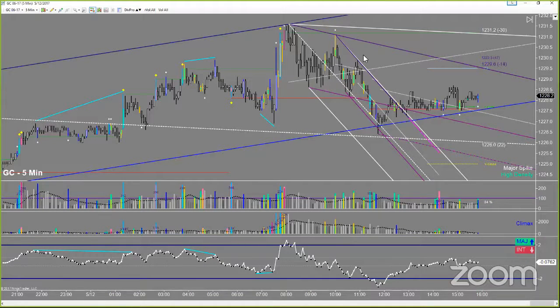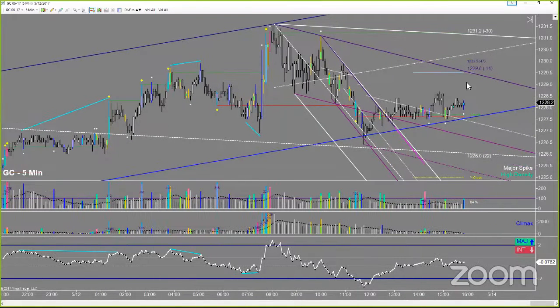ABC, X, ABC. So far, it's looking like we're probably going to get one more swing high in gold. I'm second guessing that quite a bit because of the move out of this low. It's not acting like it tends to act when it's put in a corrective low, and it's going to keep moving higher.